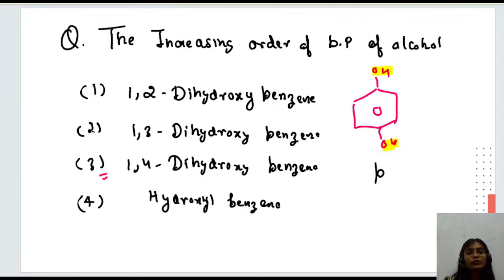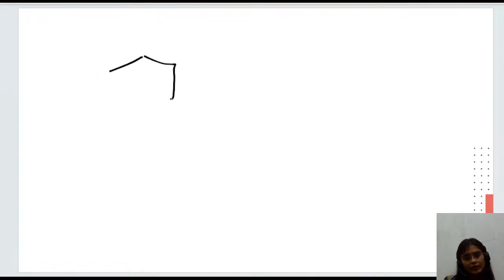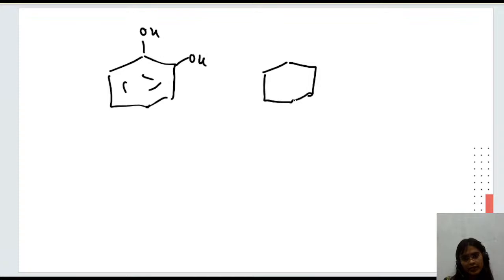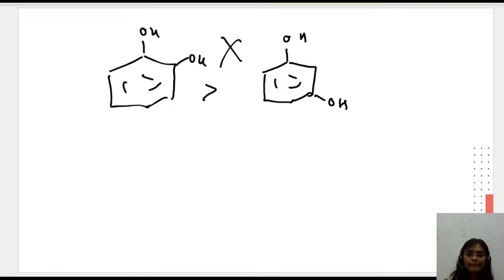But now, between 2 and 3, why does the second have a maximum over the 1? This is my question, okay? Let's try to understand this point. For example, if you are having 1,2 dihydroxybenzene or this one, the answer lies in a very important concept if you know. Yes, please. Why not this one has the maximum? Why is this the order? Okay, Darshana.